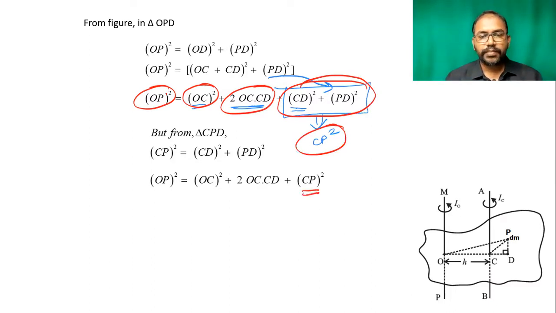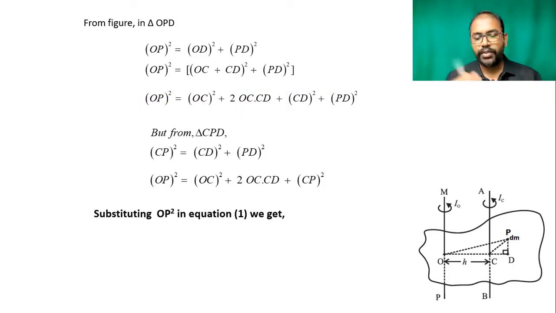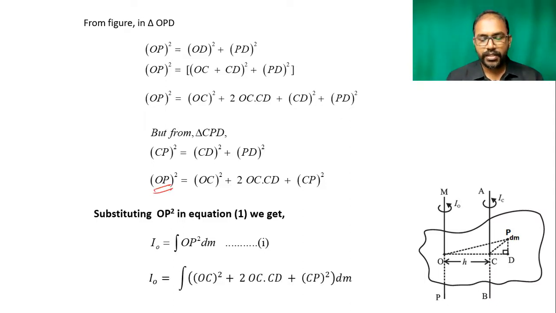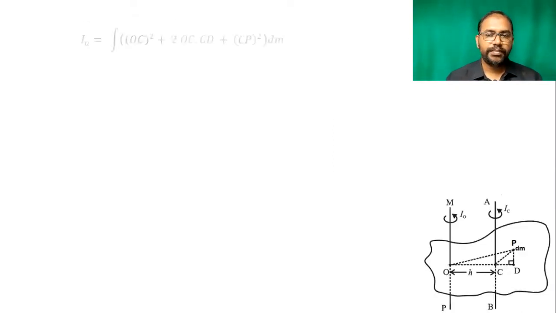Now we have to substitute this expression of OP square in equation number 1. Equation 1 is the integration of OP square dm. Now we substitute OP square, so we get this equation. After that we have to simplify it. The integration applies to every term of this bracket, so we have to multiply dm to every term of the bracket. You can see the next step here.